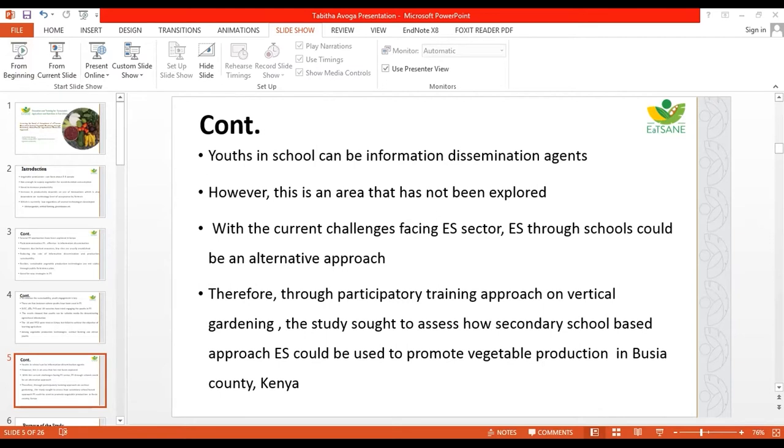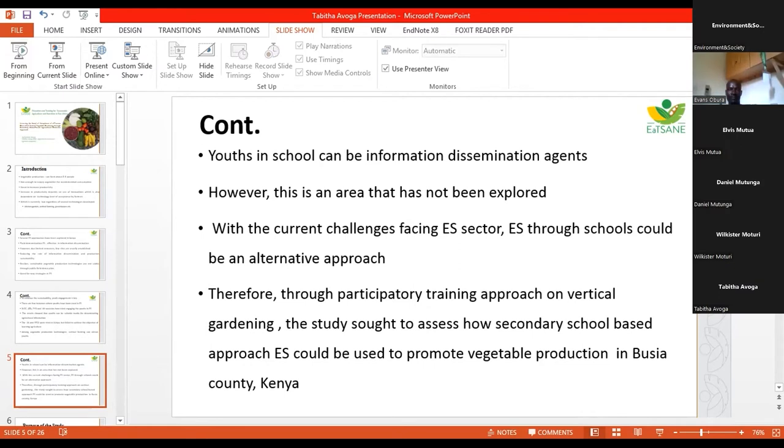Therefore, through a participatory approach on vertical gardening, the study aims to assess how students in school can be used as an alternative extension approach to promote vegetable production in western Kenya, in the western counties of Kenya. The purpose of the study was to assess how schools can be used in promoting vegetables using vertical gardening technologies. It was guided by three research questions: to assess the status and use of vertical gardens, to assess the readiness of relevant institutions, since the study aimed at engaging youth in school and allowing them to promote the technologies to the community.